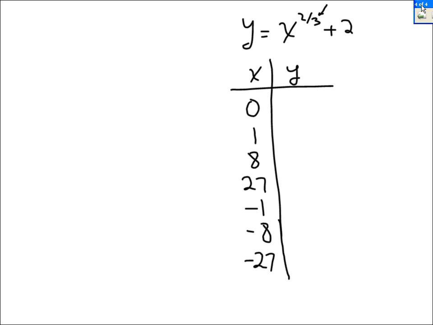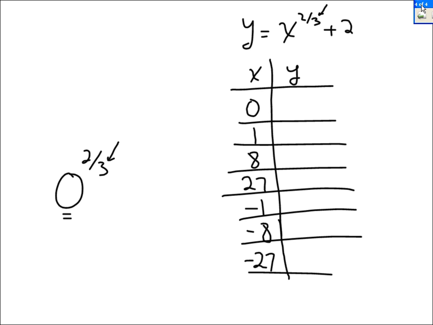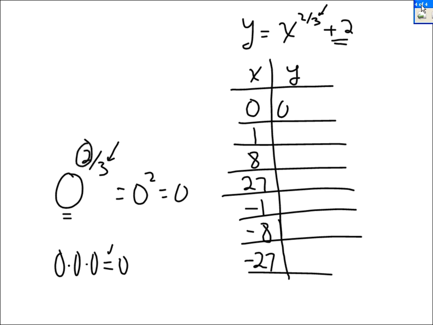Okay, so 0 to any power is 0. And if you want to use the rule I just said, what times itself 3 times gives you 0? 0. 0 times itself 3 times gives you 0. So then you square that answer. You square 0 and you get 0. Plus 2. 0 to the 2/3 plus 2 is 0 plus 2, or 2.